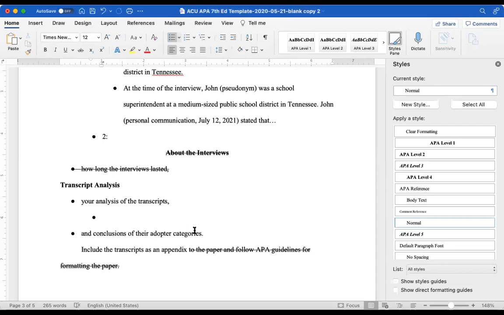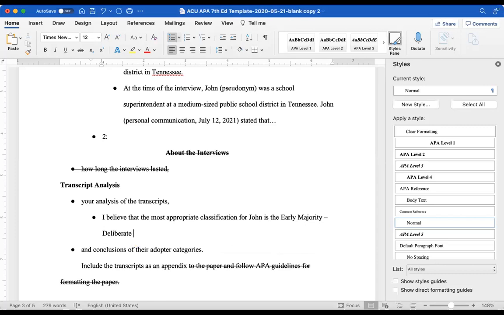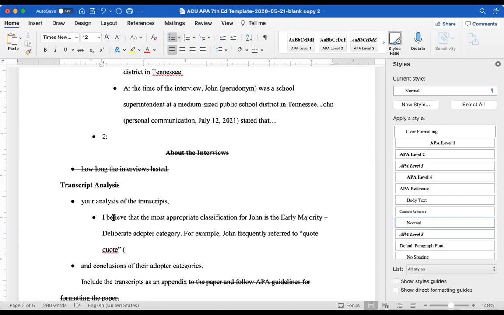So you might start writing this out. Say, okay, this is the early majority deliberate adopter category. And so with things like this, you say, okay, so I'm classifying them this way, and here's some evidence for why, and ground that in the quote.